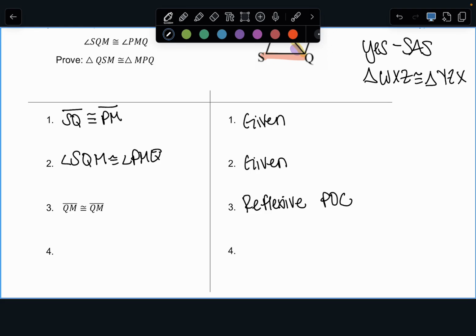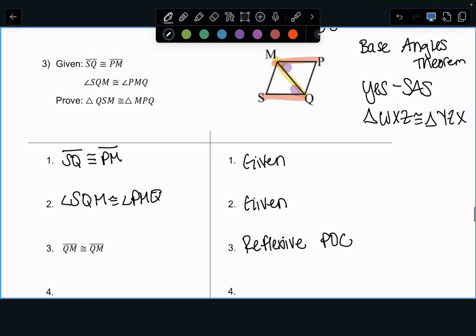Okay. Reflexive POC. POC is property of congruence. I won't be super picky about that because there won't be any equality properties that we use this chapter. So if you just put reflexive, that's fine. Then our very last statement. Remember, these are our statements. These are the reasons. So on your cheat sheet, that list of things that I give you, that's your list for this column, the reasons column.